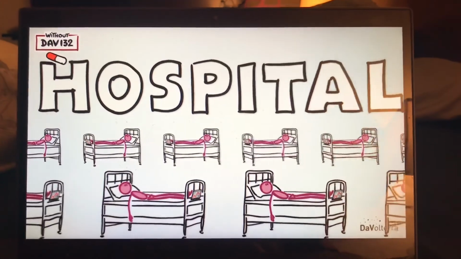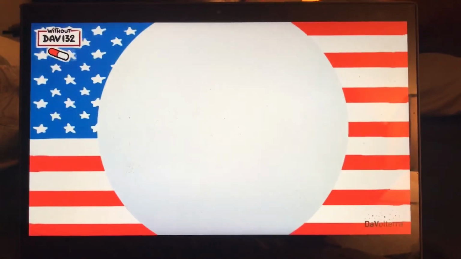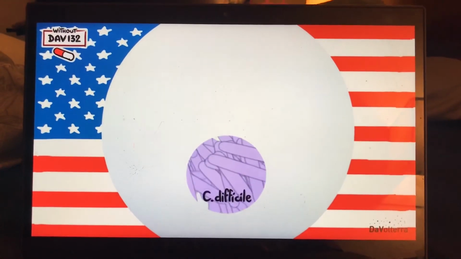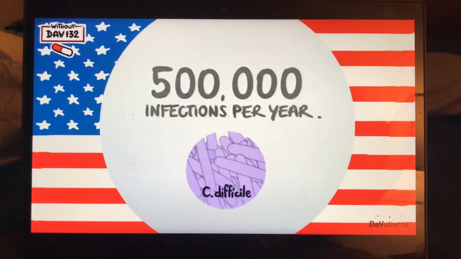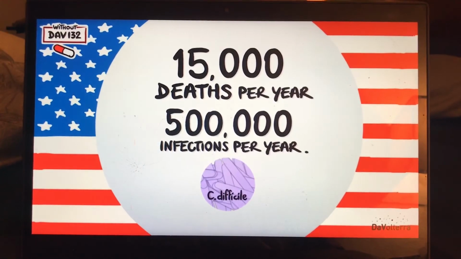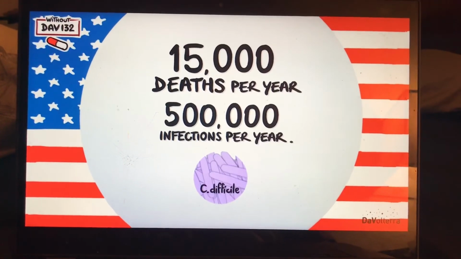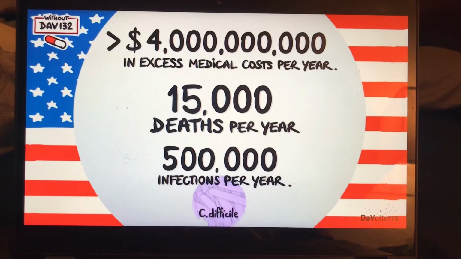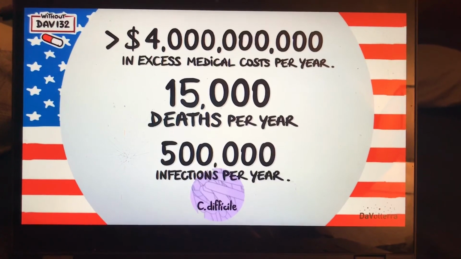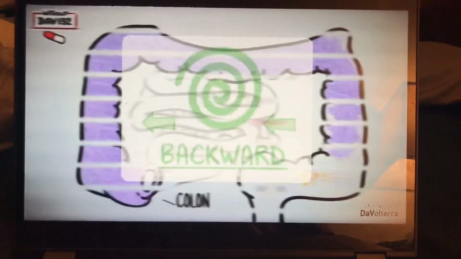This is the most common pathway for C. difficile epidemics. According to the U.S. Center for Disease Control and Prevention, C. difficile infections are responsible for 500,000 infections and 15,000 deaths per year in the USA. And the total costs associated with C. difficile infections would exceed $4 billion. Now, how can DAV132 reduce the health and economic burden of C. difficile infections? Let's go back to the original colonic flora with no C.